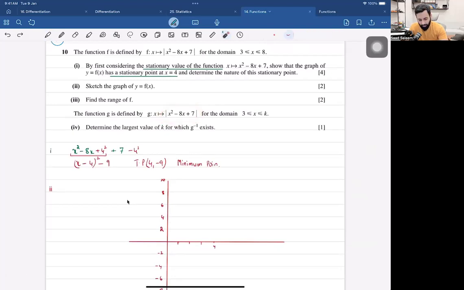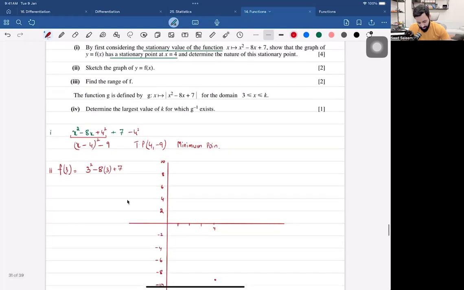Okay, you know what? Let's plug in 3 without the modulus sign just so that we can see how modulus impacts the graph. So f of 3 would be 3 squared minus 8 times 3 plus 7. Okay, let's see what we get. So we get 3 squared minus 8 times 3 plus 7.